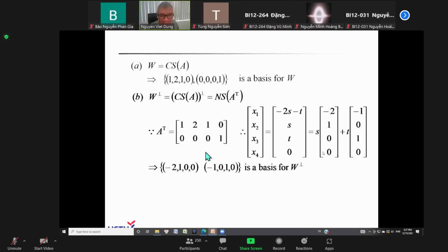The solution set is here. It has a basis consisting of two vectors, 1 and 2. So that is W perpendicular, or the orthogonal complement of W. That is the way you can do the exercise. And you can verify that the dimension of W plus the dimension of W perpendicular equals 4, and R4 is the direct sum of W and W perpendicular. That you can verify from the definition.